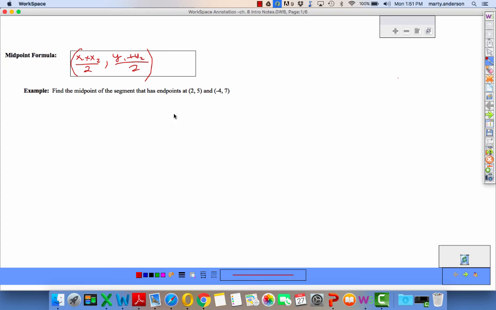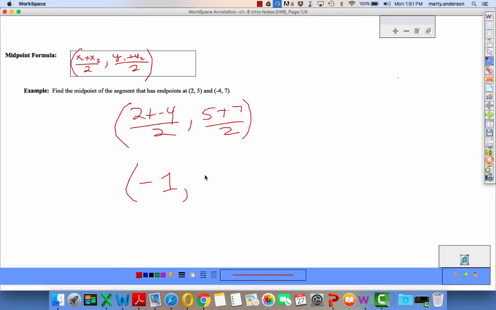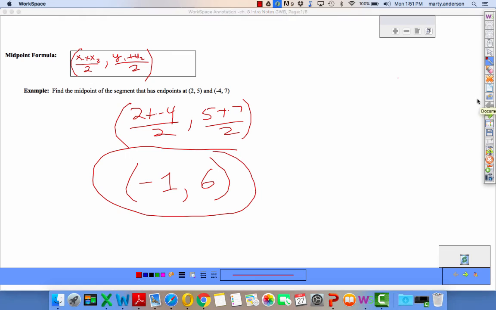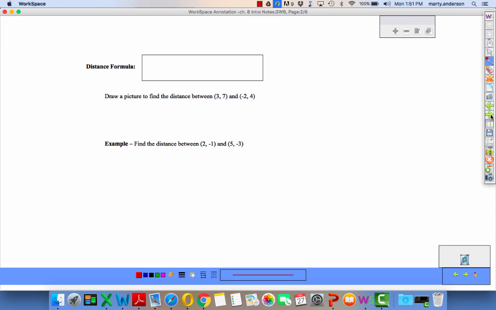So if we're going to do this one, you're going to average your x's: 2 plus negative 4 over 2, and 5 plus 7 over 2. I get half of negative 2 is negative 1, and half of 12 is 6, and that was hopefully the easiest thing you've done all year.